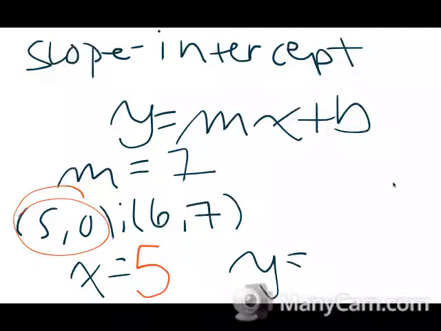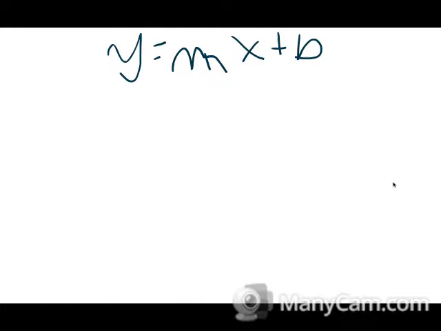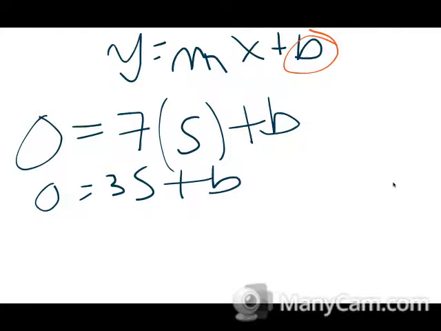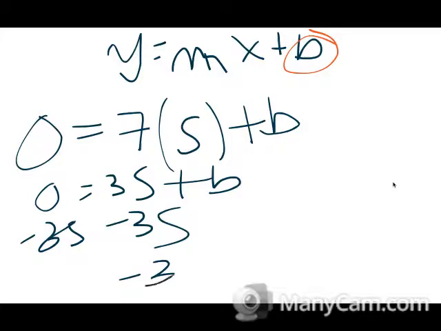So x equals 5 and y equals 0. We have our m, our y, and our x, and we're trying to solve for b. So our y equals 0, our m is 7, our x is 5, and our b is still unknown. So 0 equals 35 plus b. To solve for b, we subtract 35 on both sides. So therefore, negative 35 equals b.